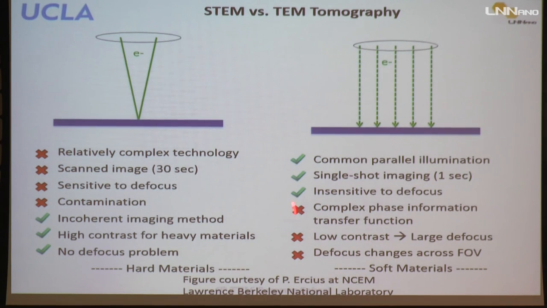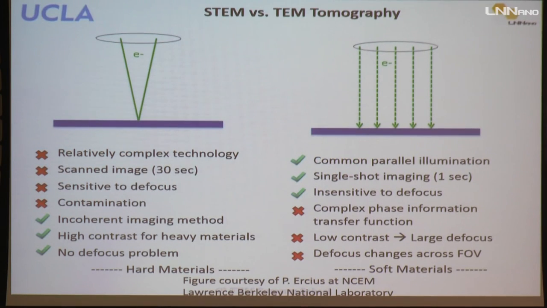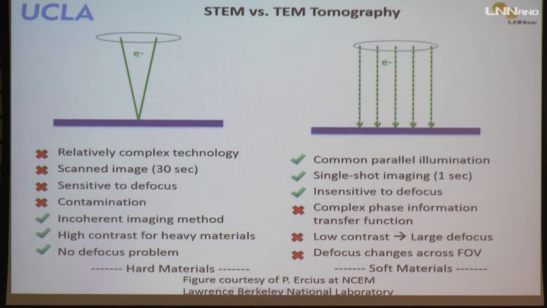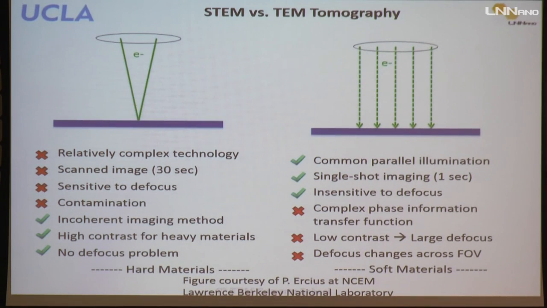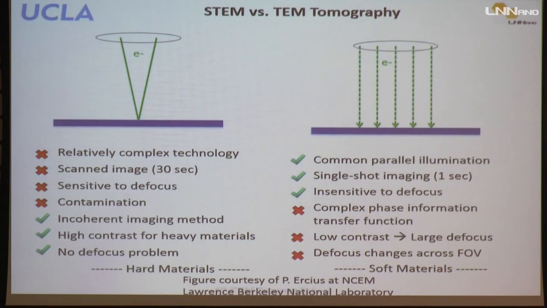But the problem is that this is usually coherent imaging, so complex phase information can cause a lot of problems. For example, with crystals at the zone axis, the diffraction makes different contrast. When you rotate away from the zone axis, those projections are created from a completely different mechanism, and they don't satisfy the projection requirement. So this is a problem. Bright field TEM is widely used for biological sample tomography, and for materials science, we prefer STEM tomography.